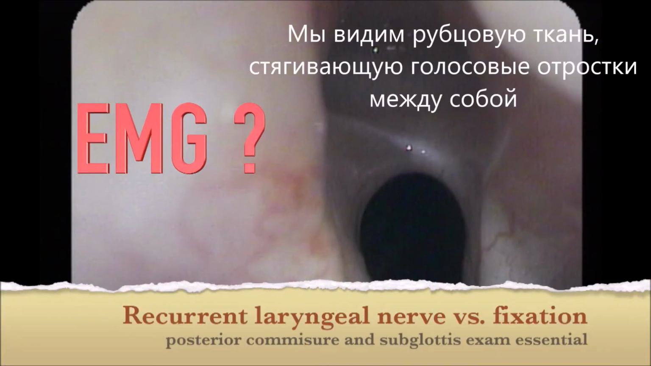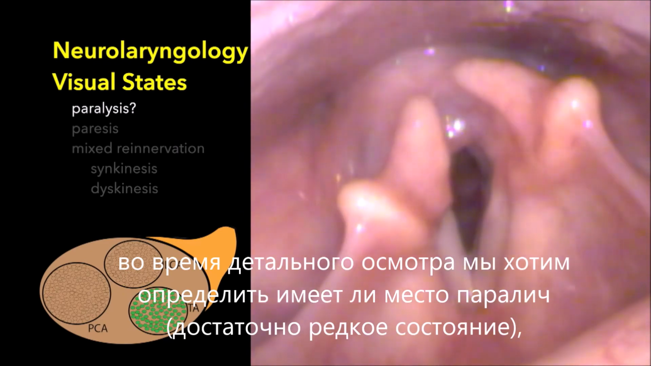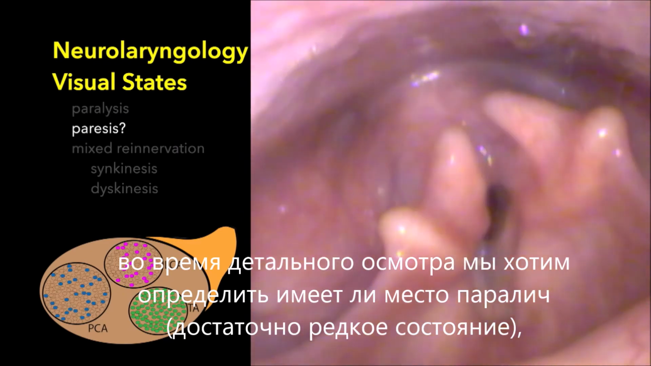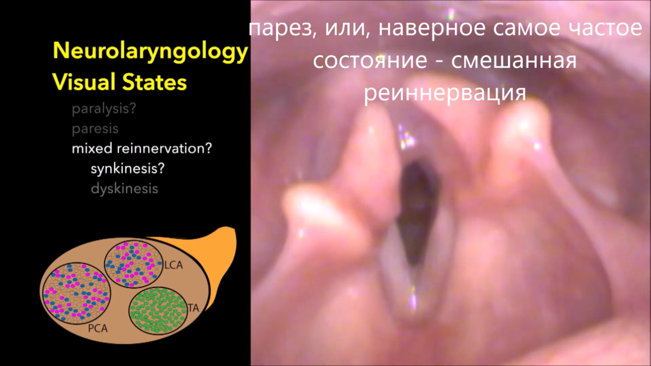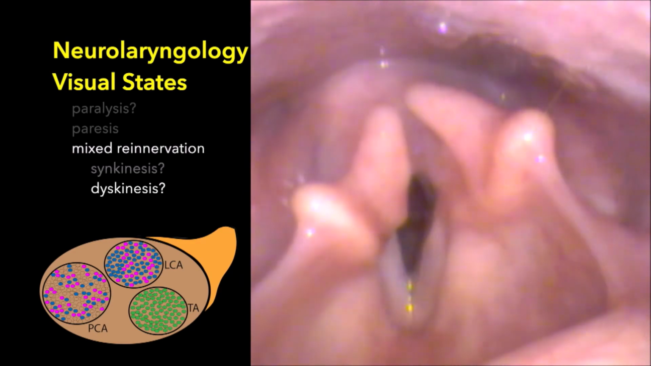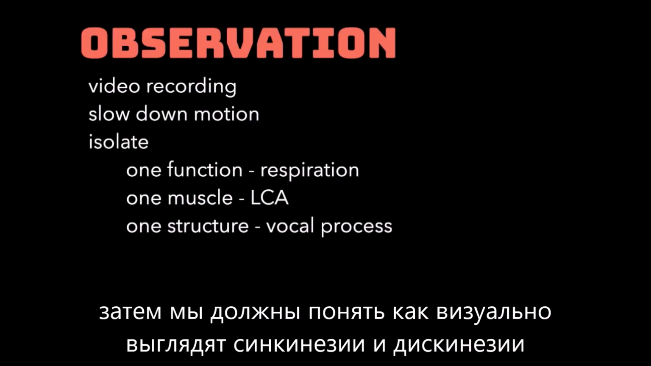During a detailed examination, then, we want to differentiate between paralysis, a rather rare condition, paresis, and then probably the most common conditions of mixed reinnervation. And then we want to think about what synkinesis would visually look like and what dyskinesis would visually look like.